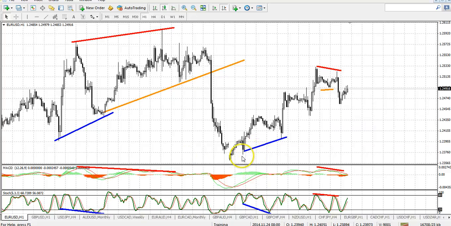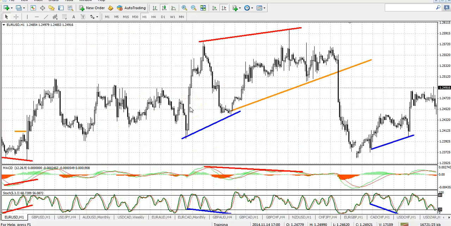Over here, we had a nice hidden divergence. Highs going higher, lows going higher, but the opposite on the oscillator indicator. That's supposed to mean buy. And of course, price went up.